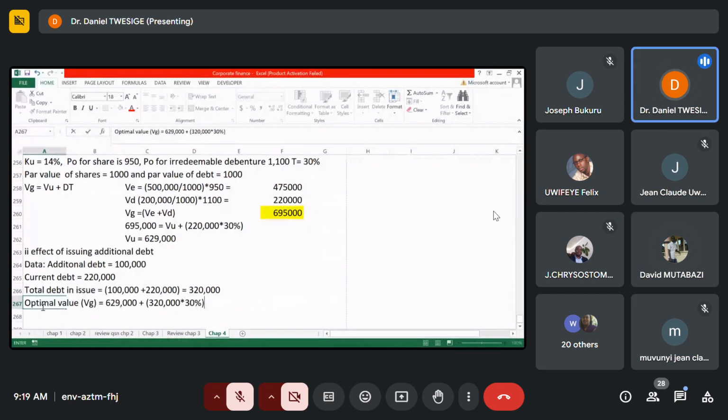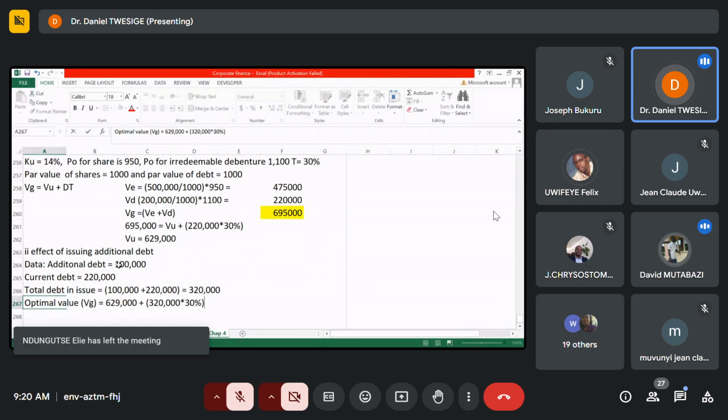Excuse me. Is that ungeared or geared? 629 is ungeared, is what we have got here. The optimal value of the geared business is 695, and ungeared is 629.